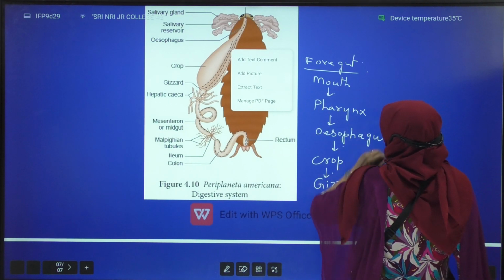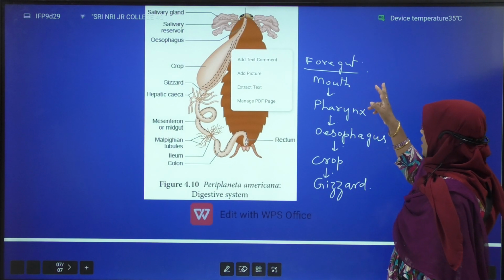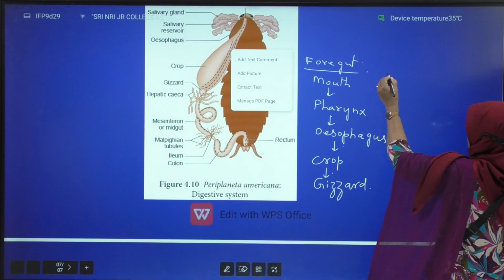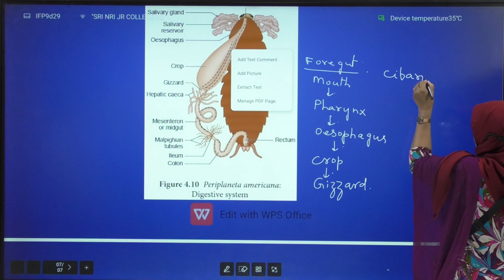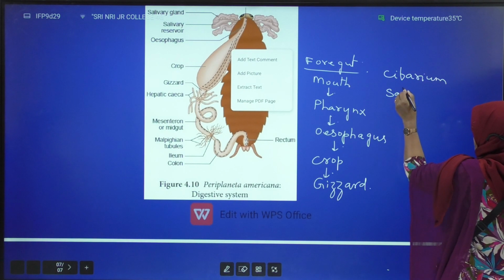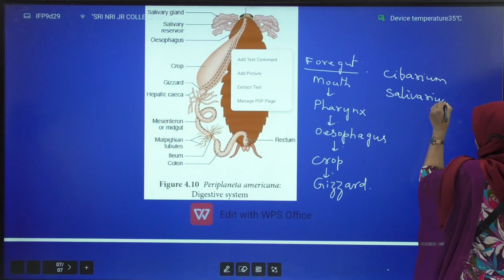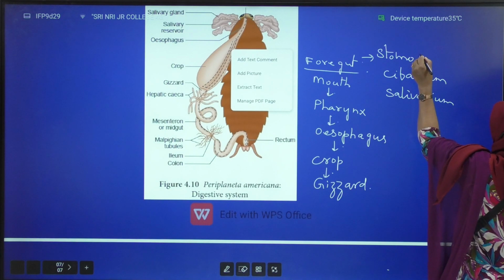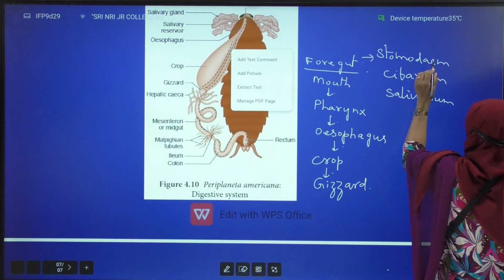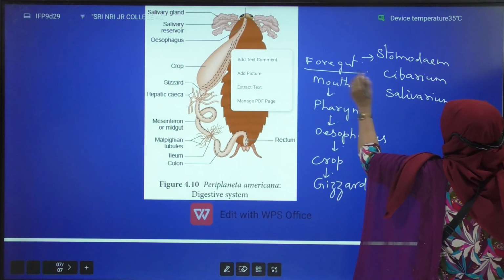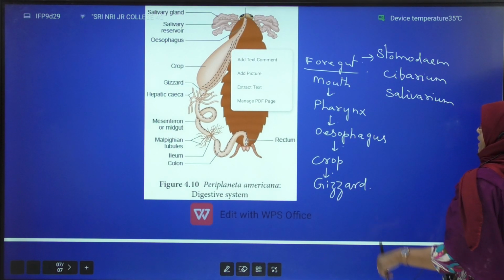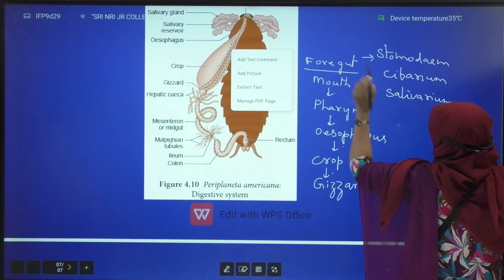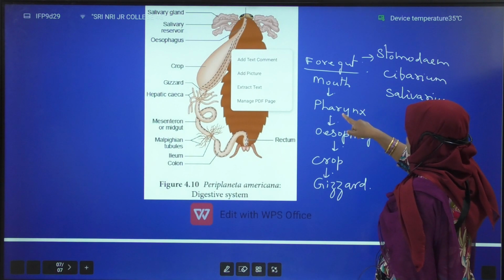In front of the mouth, a cavity is present. It is called preoral cavity. This preoral cavity is divided into two parts, anterior cibarium and posterior salivarium. This foregut is otherwise called stomodeum. Next, foregut is internally lined by ectoderm. Cuticular inner lining is present in foregut. Mouth opens into pharynx.